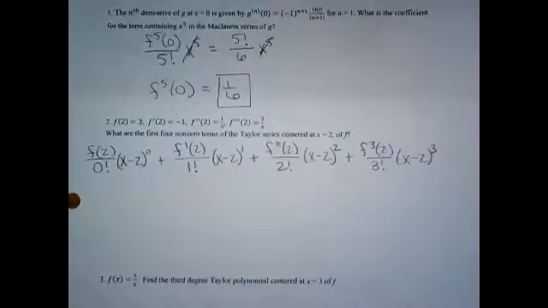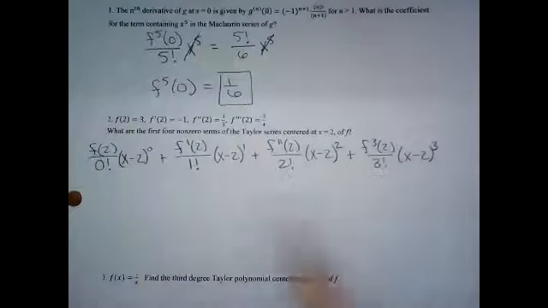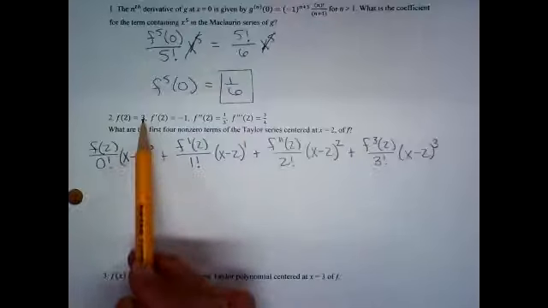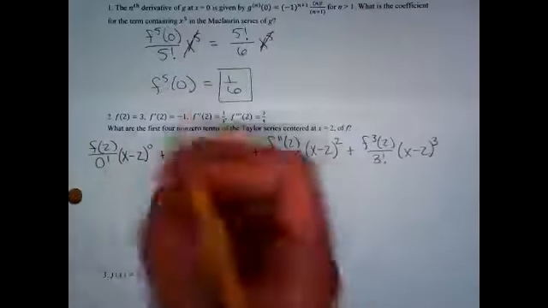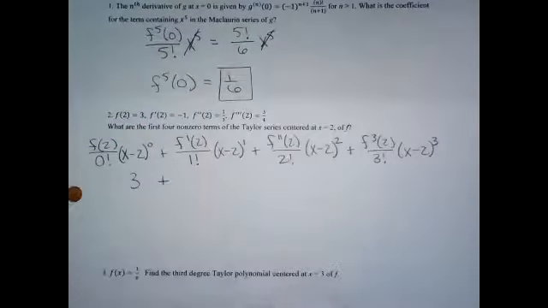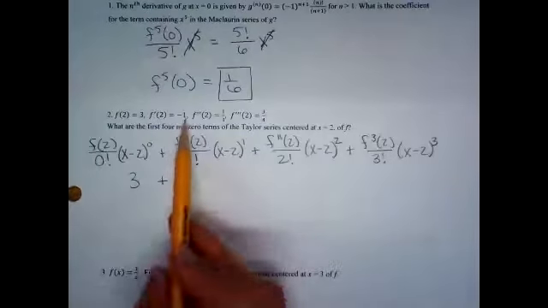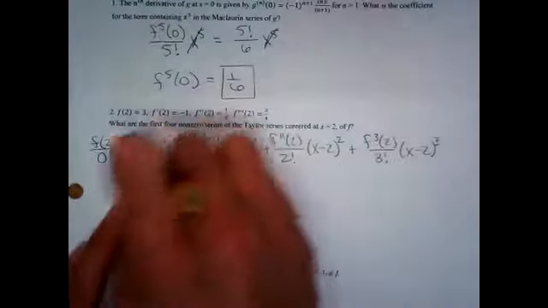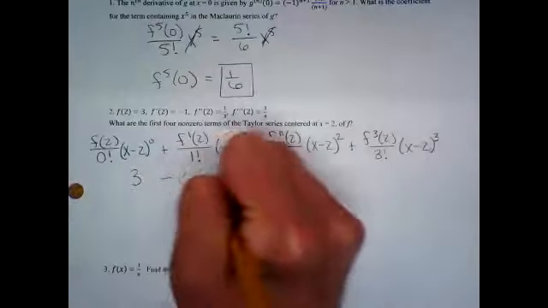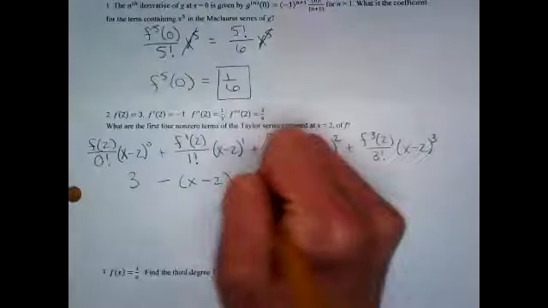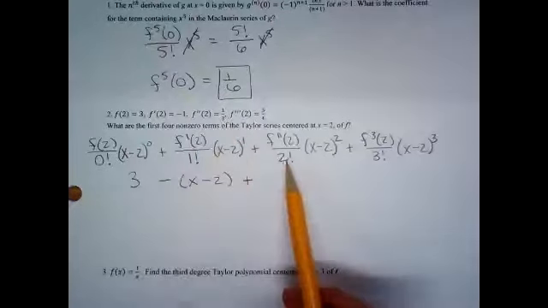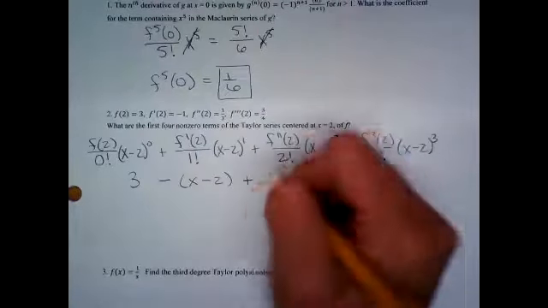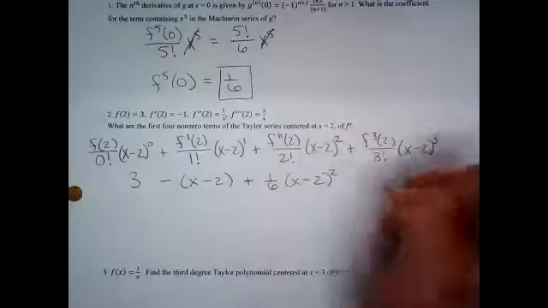I would write it. It is more about staying organized than anything else. Okay. Now they handed us these numbers, which is fantastic. F of 2, they said, is 3. 0 factorial is 1, and anything to the 0 power is 1. So this entire first term is literally just 3. Plus, all right, let's see what the next one is. First derivative is -1 and then over 1. So actually this will be minus x minus 2. Plus, all right, what'd they say the second derivative was? 1/3, and then it's over 2. So that'll be 1/6 x minus 2 squared.